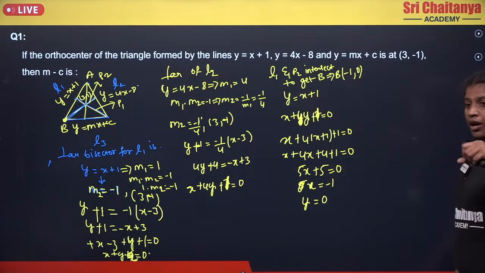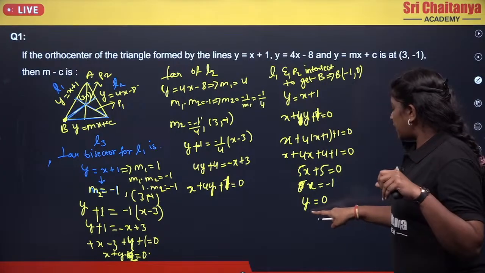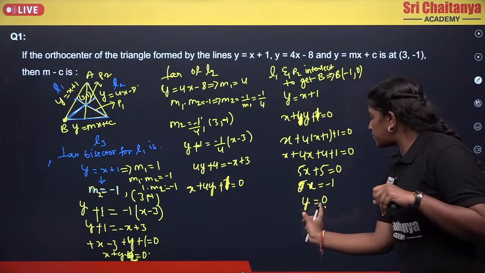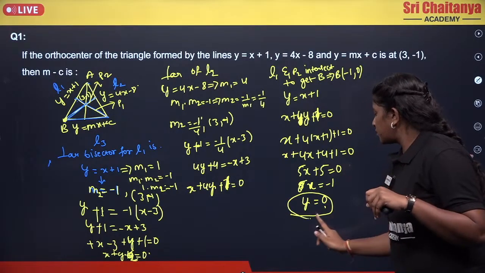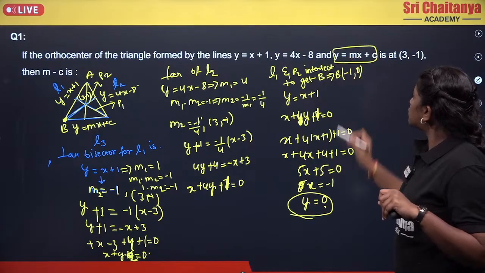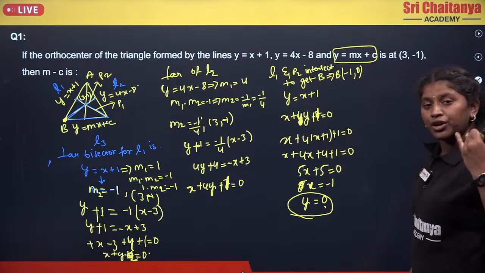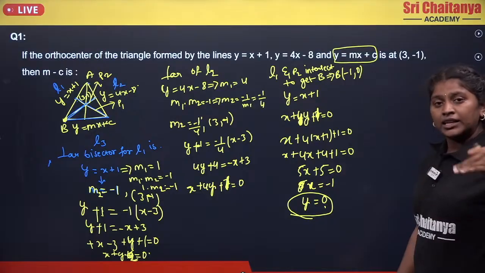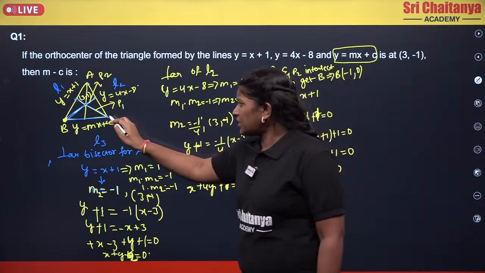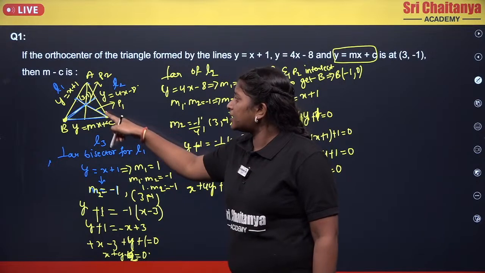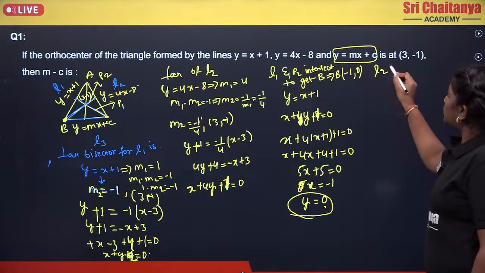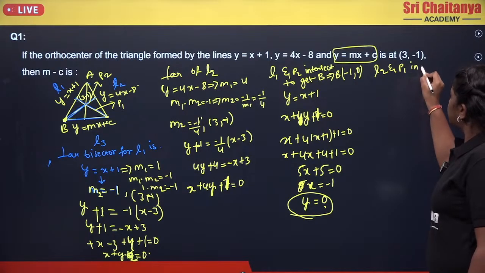Clear? Now if you observe clearly, if we take y equals 0, we have one point. Now what is the equation of the third line, which is y equals mx plus c? To find the equation of the third line, you can go for the point C also. So how can we get the point C? We get the point C by taking the intersection of L2 and P1.